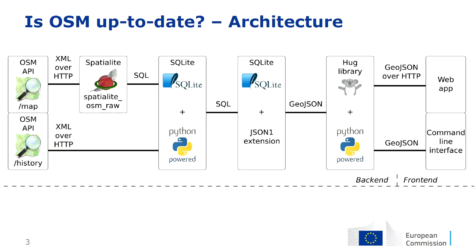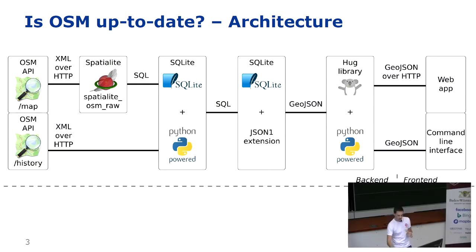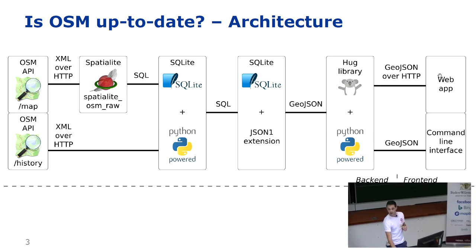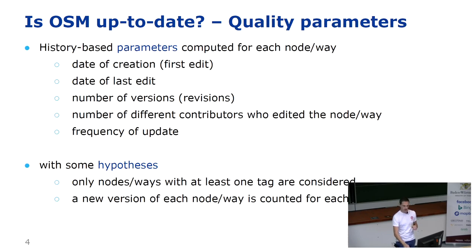Very quickly, the back end is written in Python 3. It fetches data using the OSM API. It converts data into an SQLite database, and thanks to the JSON-1 extension of SQLite, it basically produces a valid GeoJSON that is then exposed through a REST API using HUG. The front end can be either a web application if you want to run your analysis online, or a command line interface if you want to download the data and perform some additional analysis.